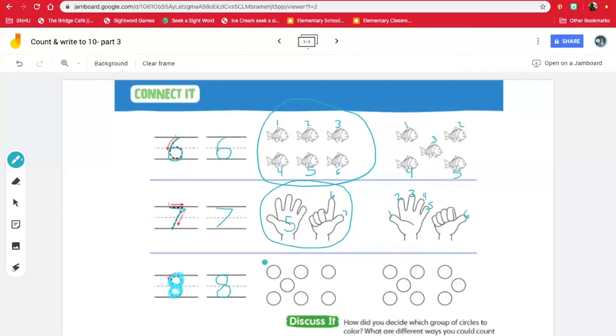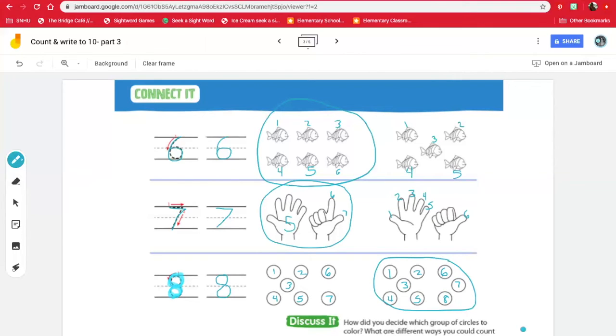There we go. Let's count how many circles there are. Here I see 1, 2, 3, 4, 5, 6, 7. Does that show 8? Nope. So let's try this one. 1, 2, 3, 4, 5, 6, 7, 8. Does that show 8? It does. So we need to circle that one because it is correct.